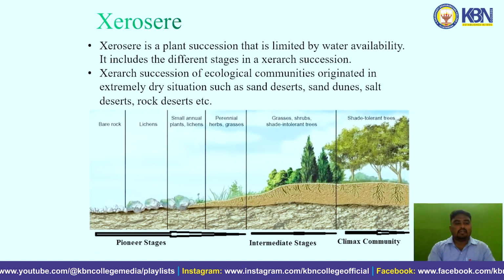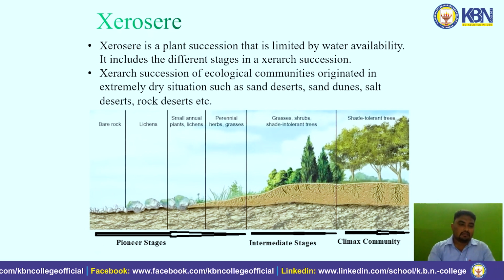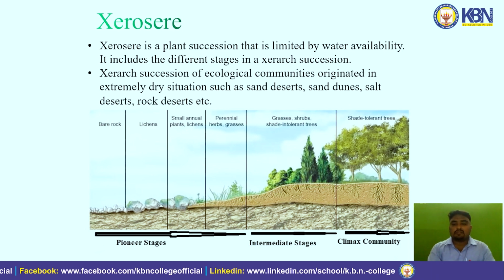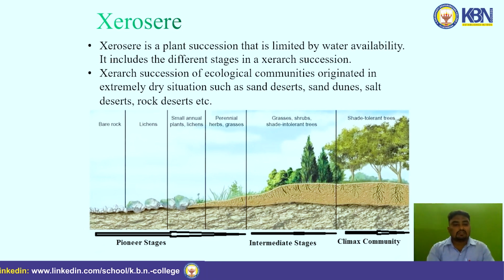The xerarch. The xerarch is a plant succession that is limited by water availability. It includes the different stages in a xerarch succession. The xerarch succession of the ecological communities originates in extremely dry situations such as sand deserts, sand dunes, salt deserts, rock deserts, etc. It is the third chapter.